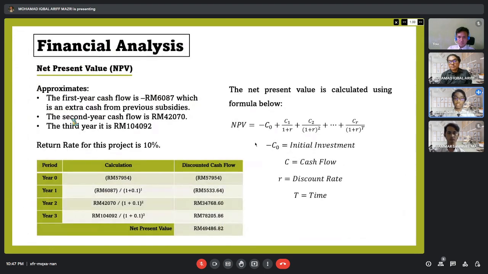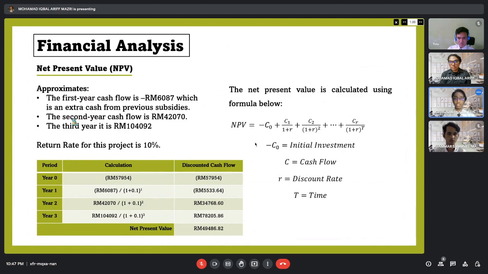So from this net present value, we can see that the first year cash flow is negative 632,000, which is in extra cash from previous subsidies. That we understood that in the first year, we still need to spend more money in our system. The second year cash flow is 42,070 and the third year is 104,92.